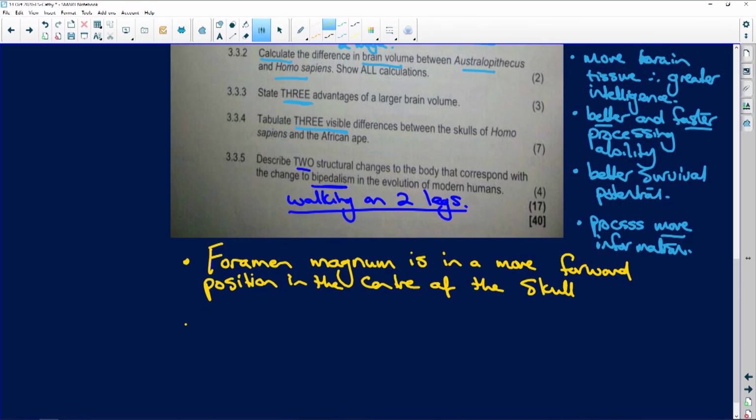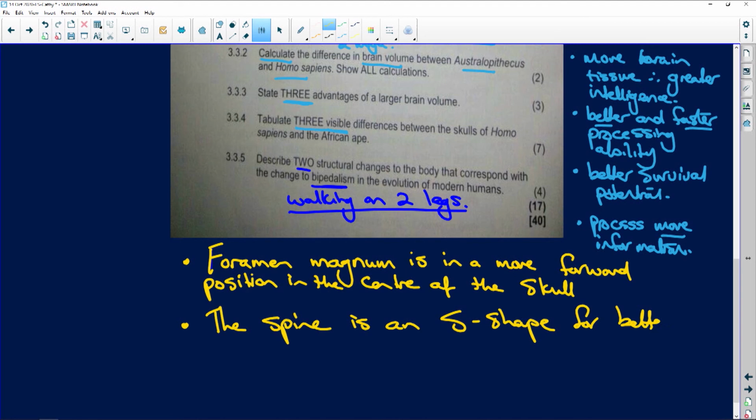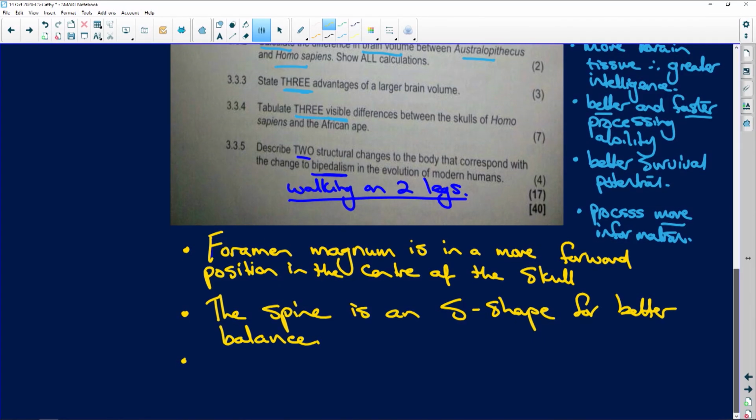Okay, that's number one. Number two, you're going to find that the spine is an S shape, okay, for better balance, as compared to an African ape where it's going to be like a C shape. Why? Because they're on all fours. All right, and then next point, just give us more space here.